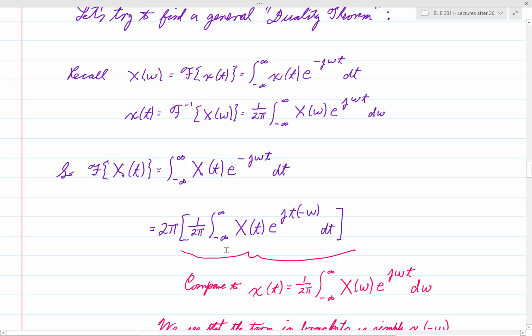And so we have integral negative infinity to infinity, X of t. And now I'm going to write this as e to the jt times negative omega. I haven't changed anything here. That's minus j omega t, and this is minus j omega t, but I've just written it in a slightly different form. Okay, and then bring down the dt.